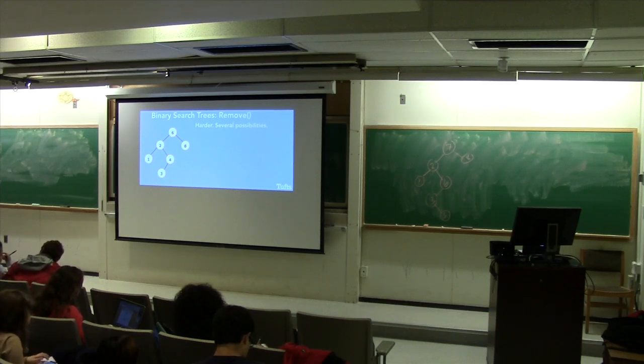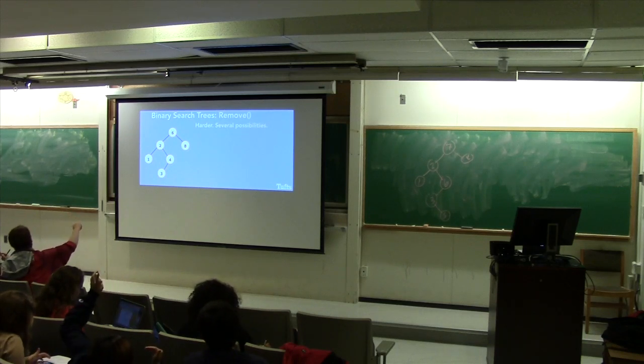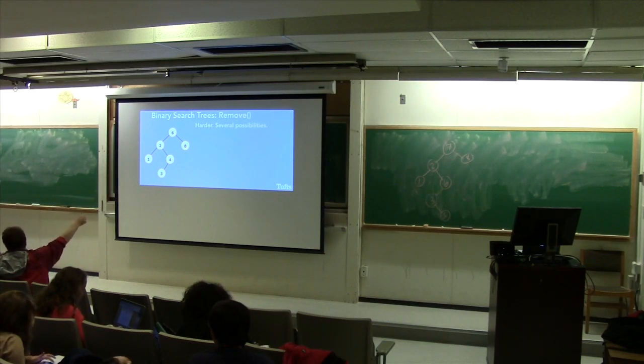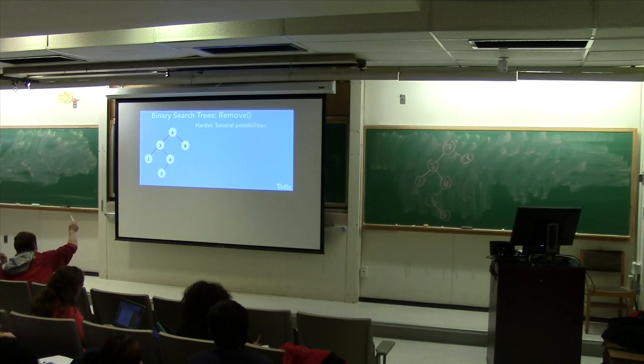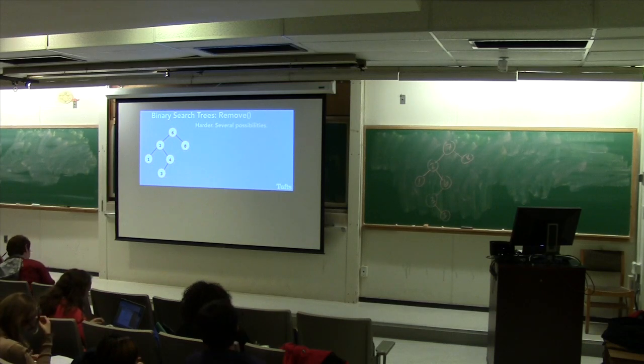It's pretty easy to remove a node with no children. If you have no children, you just set the parent's pointer to null and remove it. But if it has 1 child, how would you do it? What have we already studied that's similar? Linked list, okay. How about 2 children?